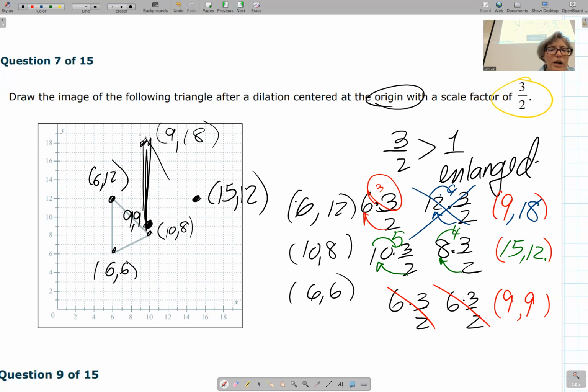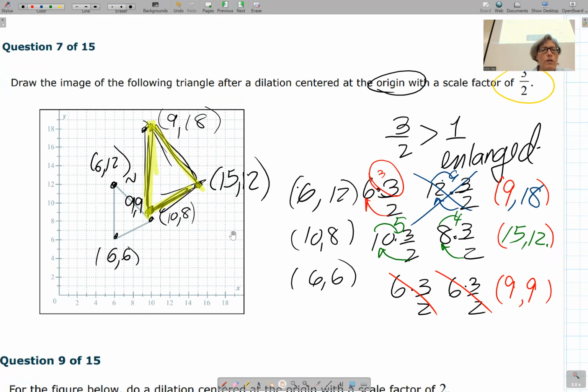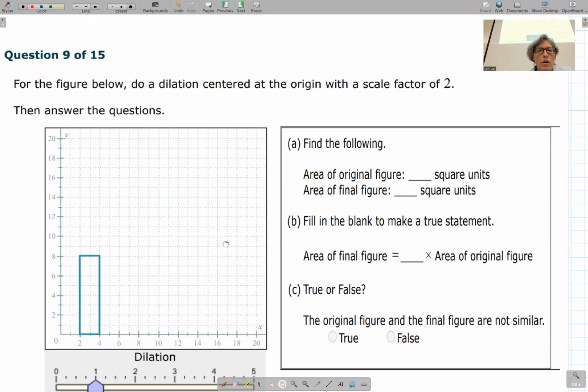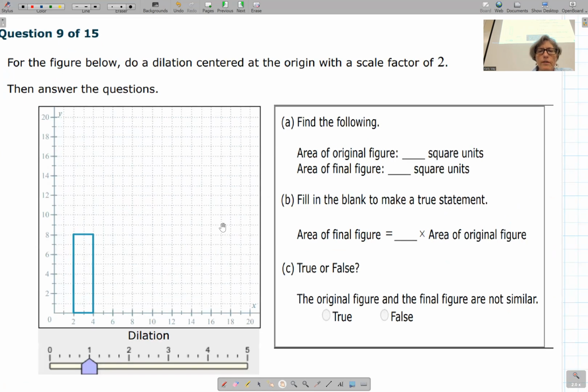And if you've done this correctly, you have the same shape, just a different size. And in this case, we know it's bigger because it is enlarged. These are similar, same shape, different size. Taking a look here. Says we are going to dilate about the origin.